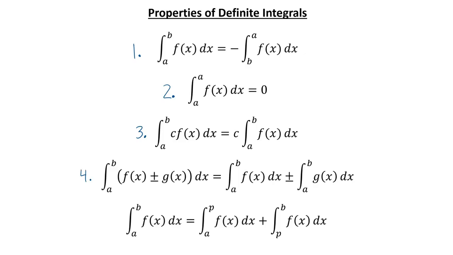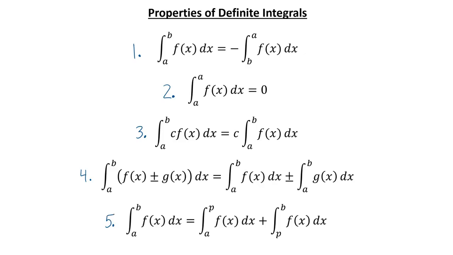Property 4 says that if we have the integral from a to b of f of x plus or minus g of x dx, that's the same thing as the integral from a to b of f of x dx plus or minus the integral from a to b of g of x dx. In other words, we can integrate term by term the same way that we differentiated term by term.